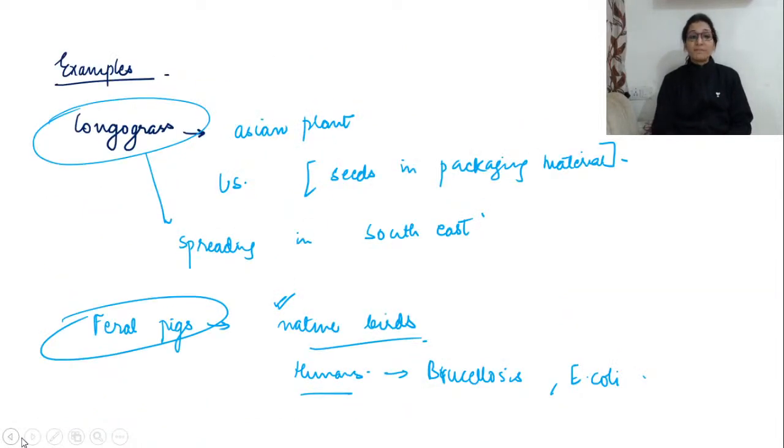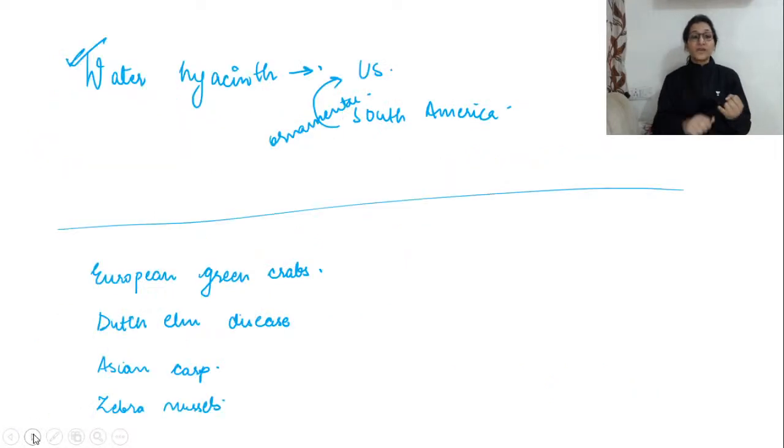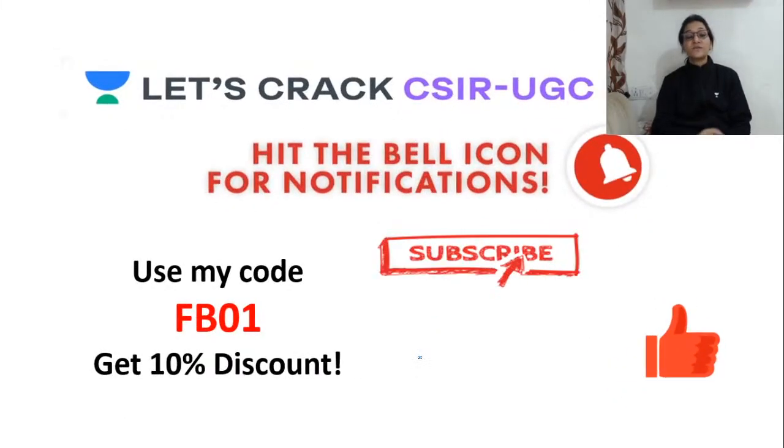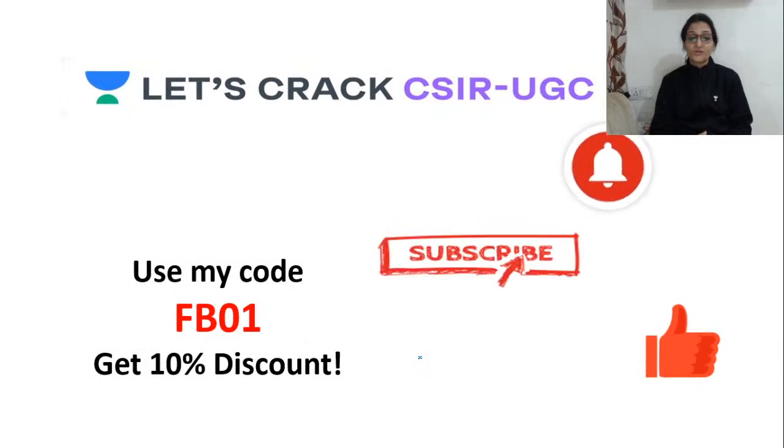Now some of the examples which we have discussed, that is Congo grass, we have discussed nicely. We have seen feral pigs, we have seen water hyacinth. Then European green crabs, Dutch elm disease, Asian carp, zebra mussels. These are some of the examples of invasive species. Like this, we have done invasive species also in detail.